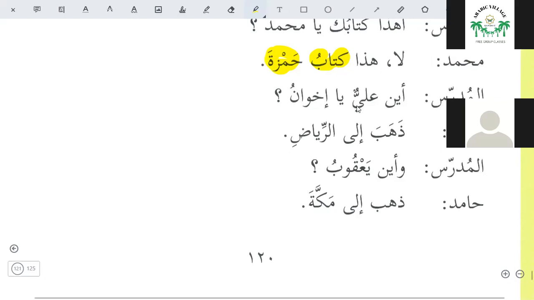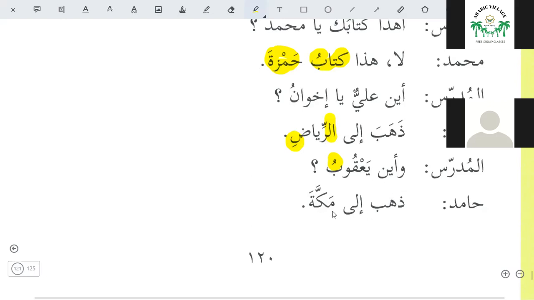Aina Aliyyun? Where is Ali? Aina Aliyyun ya ikhwanu? Where is Ali, O brothers? Dhahaba ila Riyadi, he went to Riyadh. Wa aina Yaqubu? And where is Yaqub? This is Ar-Riyadu, and it is taking kasra because there is alif lam. If there is no alif lam, then it will be Riyada.